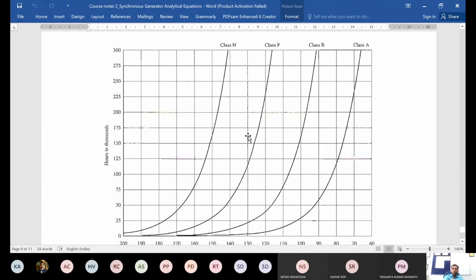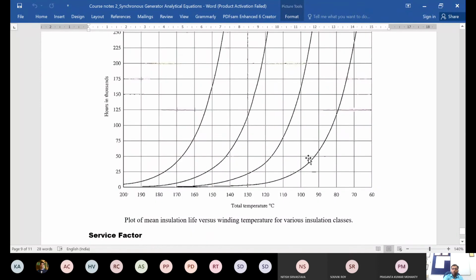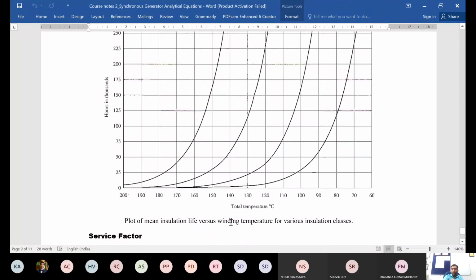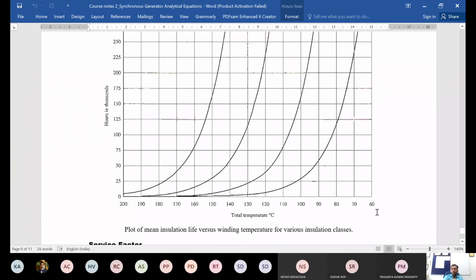And this is one graph which usually indicates the lifetime of the winding versus the temperature rise. So this is known as the plot of mean insulation life versus winding temperature for different insulation classes. The mean insulation life, which in one sense also indicates the winding life, is given here in thousands of hours on the y-axis, and the x-axis is the total temperature rise, but in reverse direction. So as you can see, it is starting from here, 60 degrees, 70 degrees, 80 degrees Celsius like that. So this is basically the second quadrant. It is not actually the first quadrant, it is like the second quadrant.